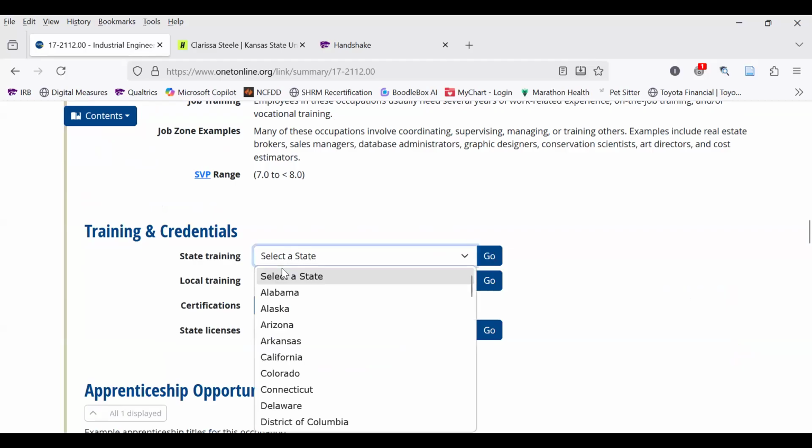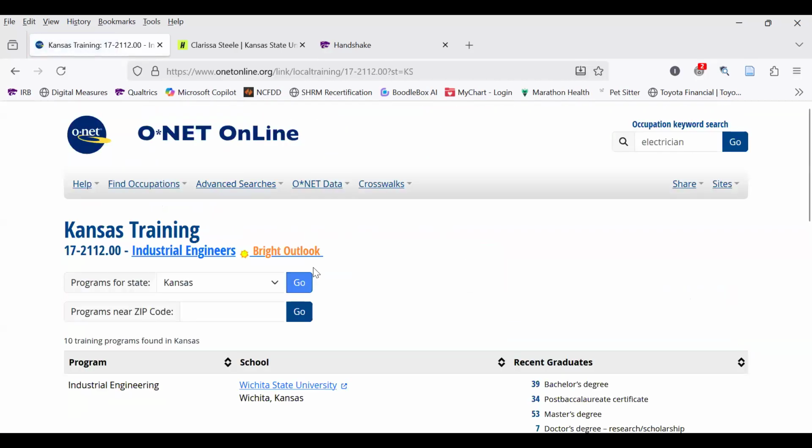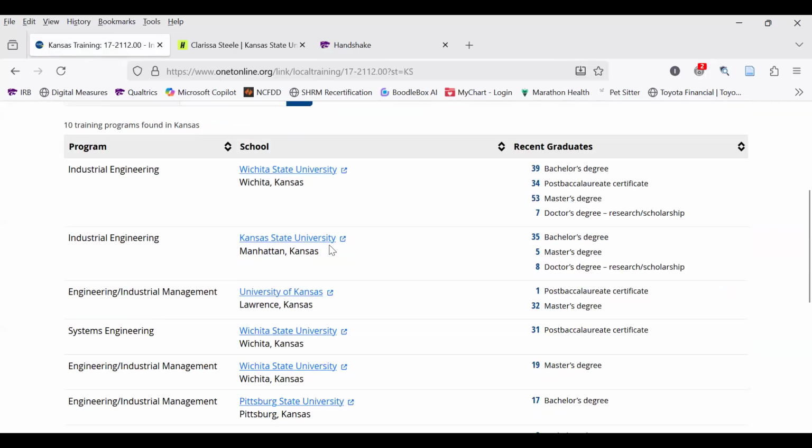This can be very helpful. For example, if we look up Kansas, I actually don't know if there are training credentials needed for industrial engineering, but here, because it has just a bachelor's degree, it can tell us which programs across the state, including Kansas State University, have these programs. And then here it tells us how many graduates are in those programs.